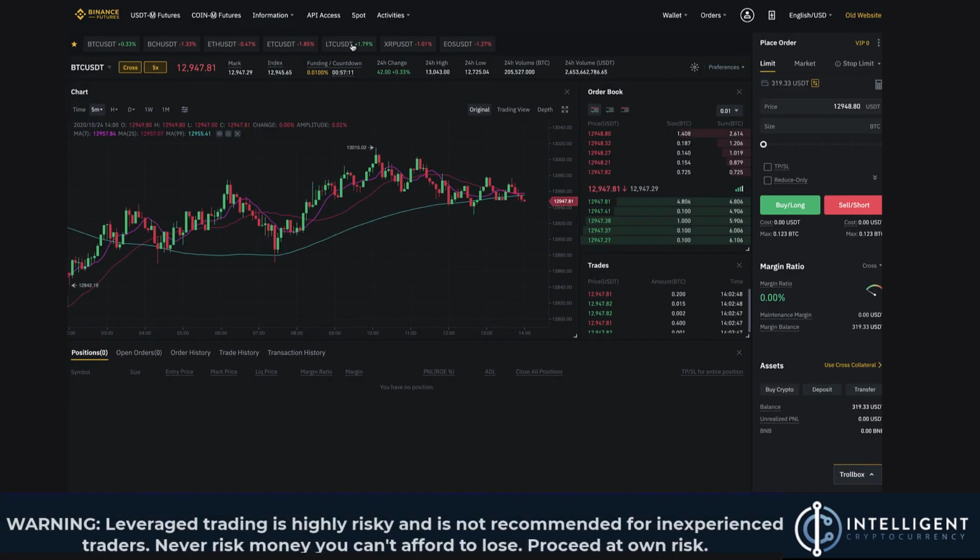So guys, that is how easy it is to use Binance to be able to trade futures and to be able to trade with leverage. Once again, it is highly risky. It is not recommended if you don't have experience. Always make sure that risk management is the most important priority for you. Okay, so never trade with anything that you can't afford to lose. Stick within your trading capital. Stick within your risk management. No more than 2% of your trading account on a single trade.